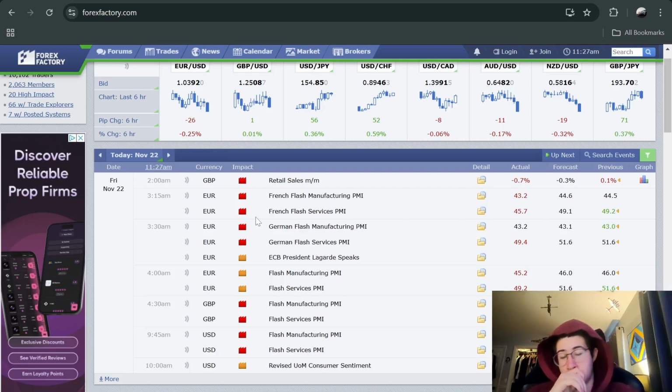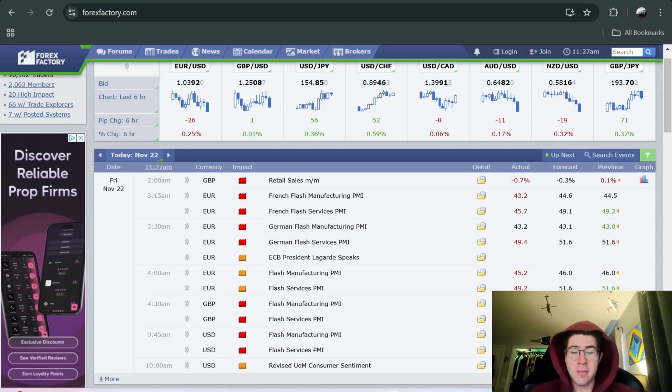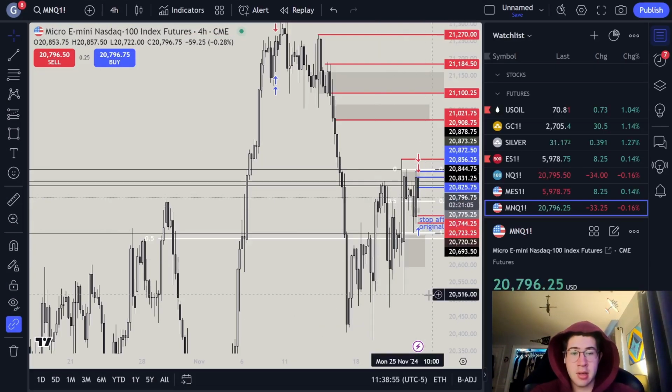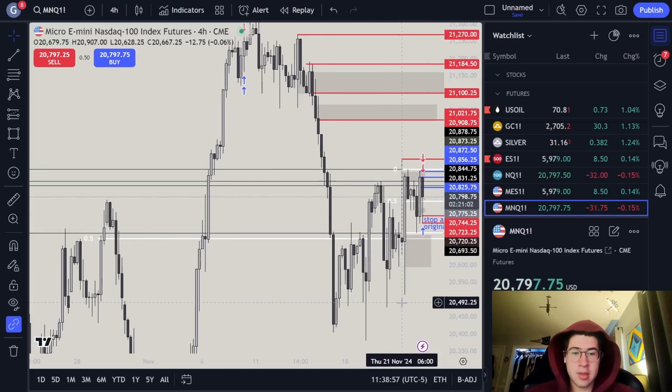First things first, we got Forex Factory. You can see PMI at 945 and consumer sentiment at 10. So we jumped on the charts. I didn't even look at ES because I'm just better at NQ from what it seems.